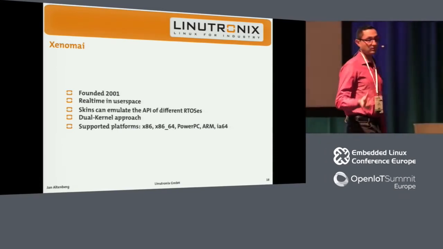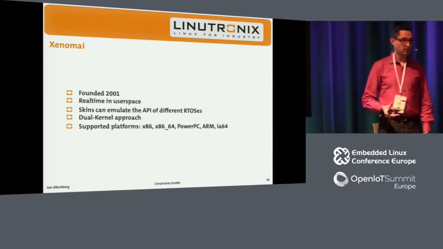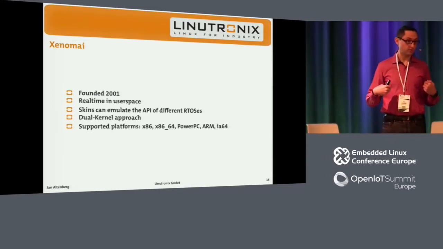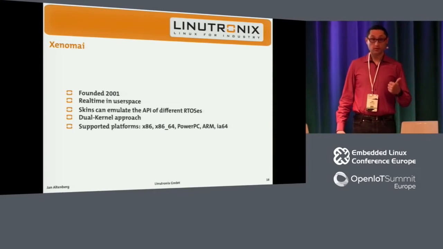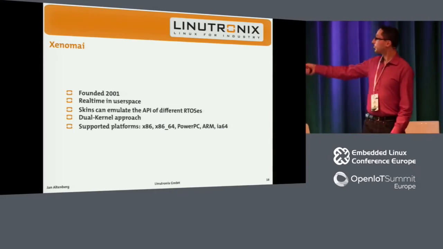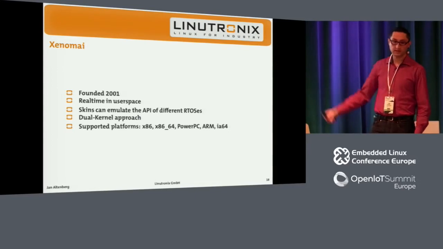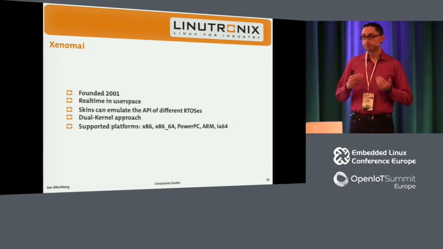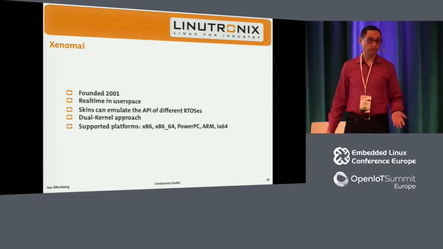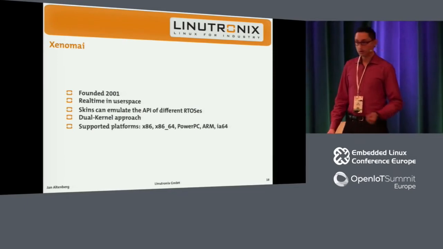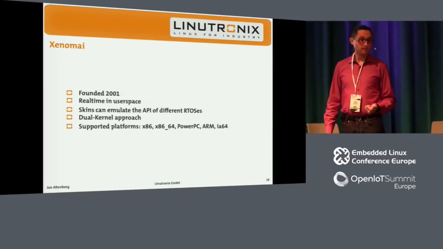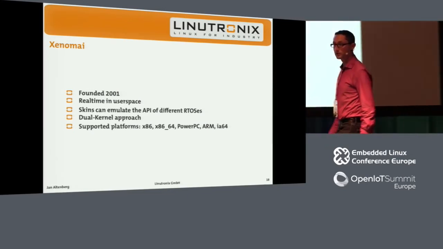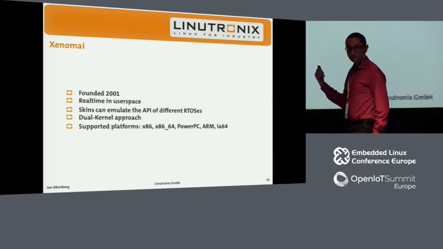They always had a proper solution to have real-time in user space, so you didn't have to do everything in the kernel. Userland is much easier to deal with. They had a nice idea for real-time in user space: they implemented so-called skins, which is basically an emulation layer for the API of different real-time operating systems. You have, for example, a PSOS skin. You even have a POSIX skin. So if you have a pre-existing code base for some operating system, you can reuse it with Xenomai.